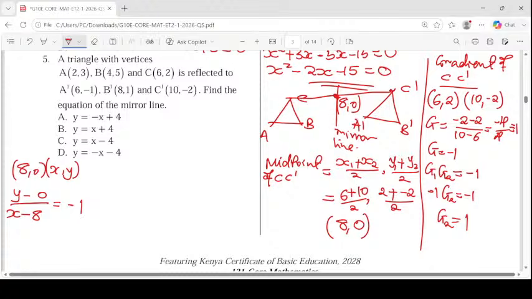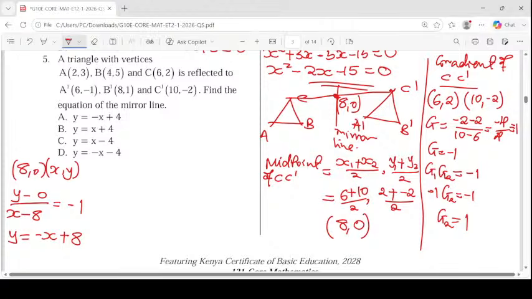Then you can cross multiply. When you cross multiply, y minus 0 is y. So y is equal to negative x plus 8. Have I done it the right way, or is there a place I've omitted? Let me cross check, because I'm seeing the values are not corresponding.